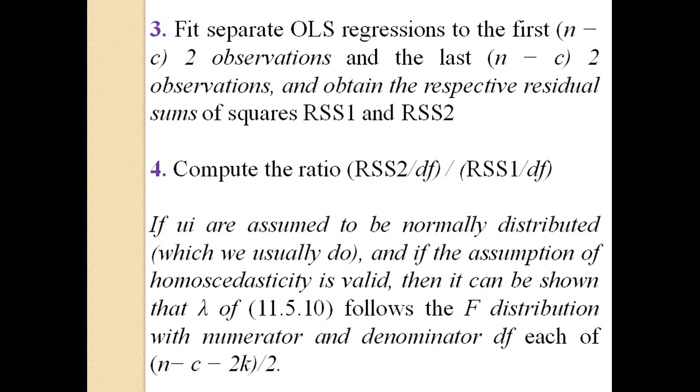If the assumption of homoscedasticity is violated, then it can be shown that the lambda value of the equation follows an F distribution with numerator and denominator df. We can see this in the F distribution table, with the numerator and denominator degrees of freedom, that is, (n minus c minus 2k) divided by 2, where k is the number of parameters. On the basis of the computed value we look at the F distribution, and then look up the numerator and denominator values on the basis of the degrees of freedom.